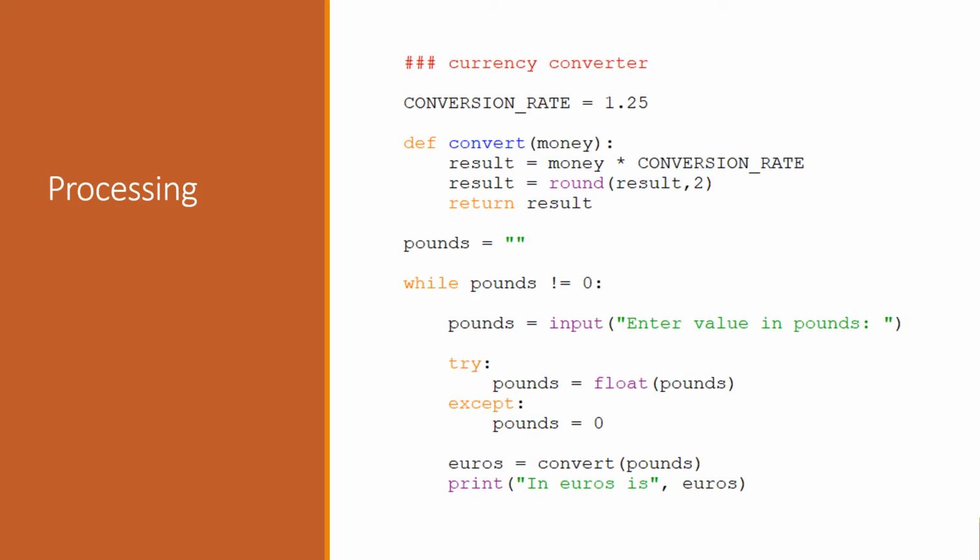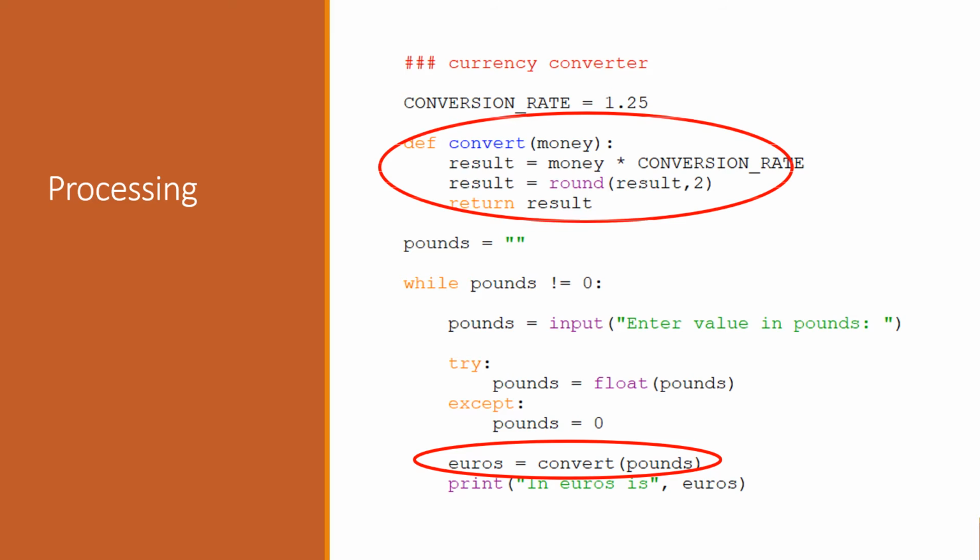And then the variable pounds is processed. In this example, it's processed by a function called convert. So pounds is sent to the function convert as a parameter, and convert returns a result which is stored into a new variable called euros. So we've got a value being passed up as a parameter and a different value being returned to the main program. Again, I'm pretty sure you're familiar with that.